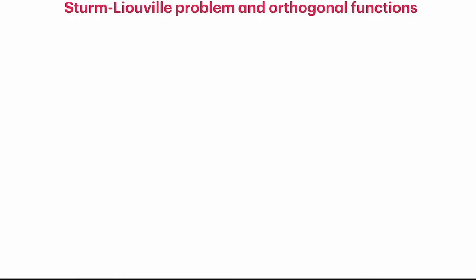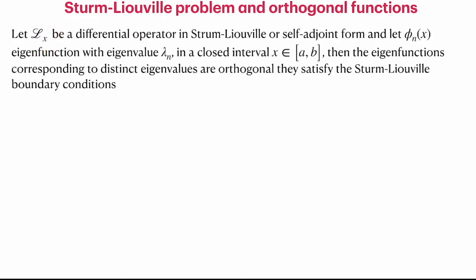Let's go forward to look at the important property, that is the Sturm-Liouville problem and orthogonal functions. Let L of x be a differential operator in a Sturm-Liouville form or self-adjoint form, and let phi n be an eigenfunction with the eigenvalue lambda n in a closed interval x from a to b. Then the eigenfunctions corresponding to distinct eigenvalues are orthogonal if they satisfy the Sturm-Liouville boundary condition.